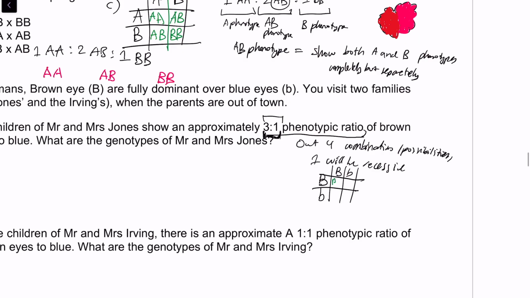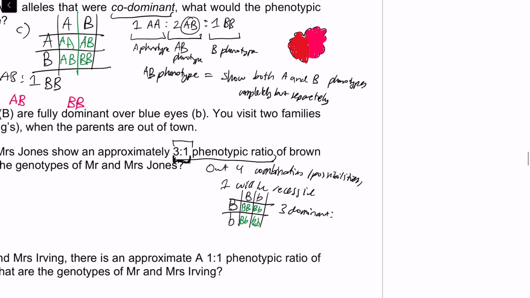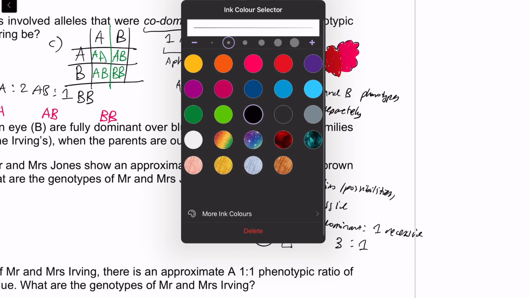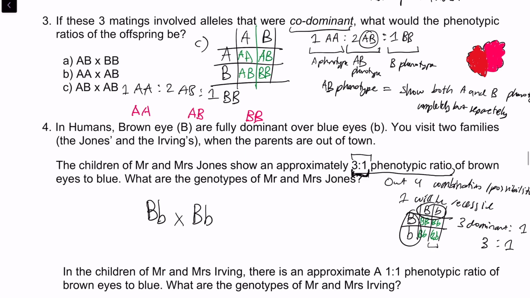Okay, so if we just do that here, we can see that we have three of them as dominant. Because just the presence of a dominant allele will make them the dominant phenotype, but two recessive alleles will make it recessive. Okay, and that gives us the 3-to-1 phenotypic ratio. So therefore, these, as I circled in black circle there, are the genotypes of the parents. So we would just say heterozygous for both of them.